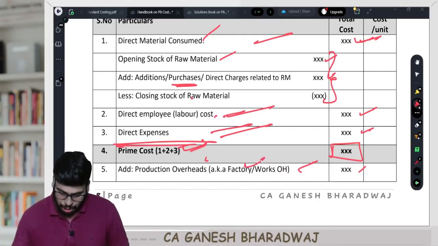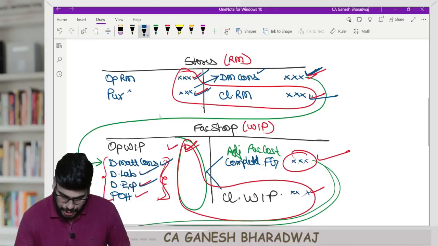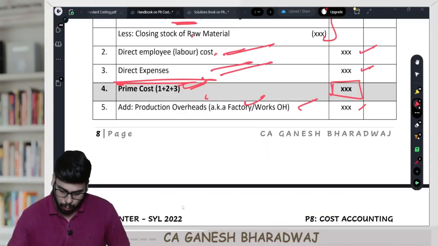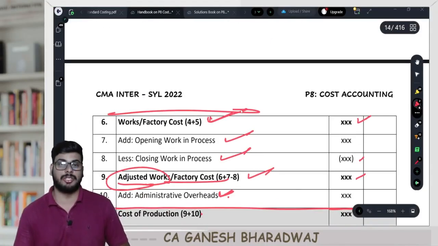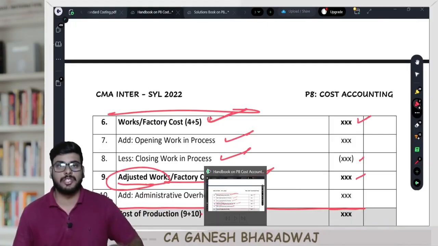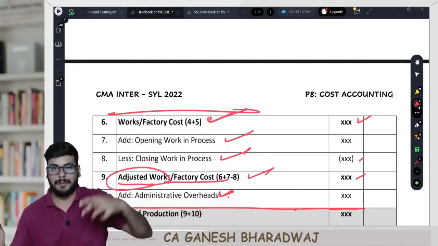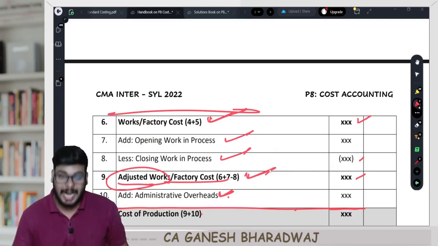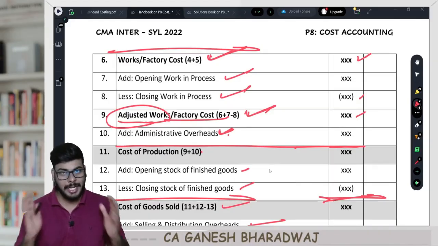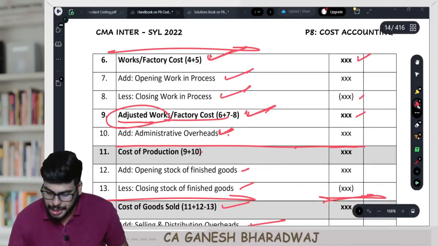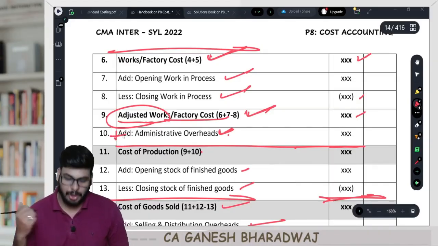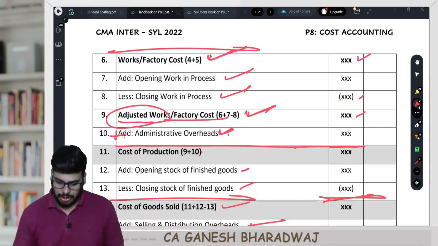To this, add your POH, this figure you add. Now you get what? Now you get your works cost, also known as factory cost. To this, what? Adjust, add your opening WIP less your closing WIP. You get adjusted works or adjusted factory cost. Now what you need to do, ideally this is all it should be, but one additional thing CMA Institute does, add your AOH. You will get the current year cost of production, right?